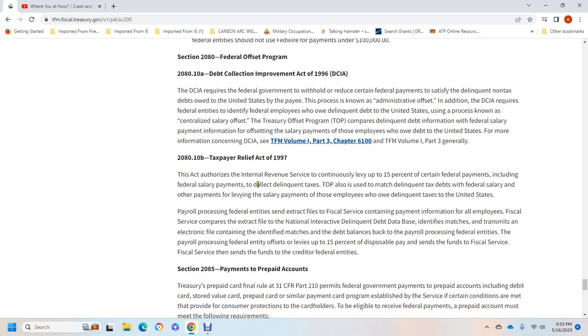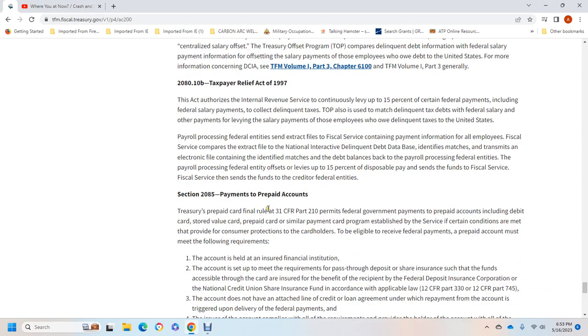Section 2085, payments to prepaid accounts, Treasury prepaid card. Finally, the rule of Title 31 Part 210 permits federal government payment to prepaid accounts, which include debit cards, stored value cards, prepaid cards, and similar payment cards, provided certain conditions are met.